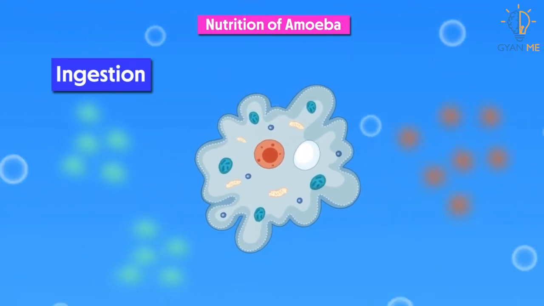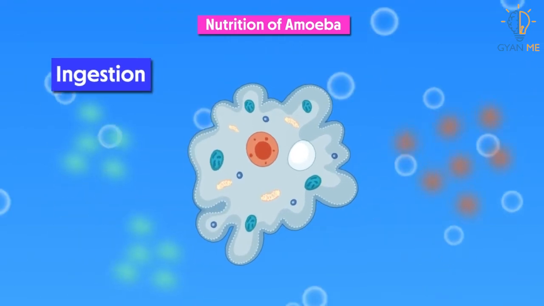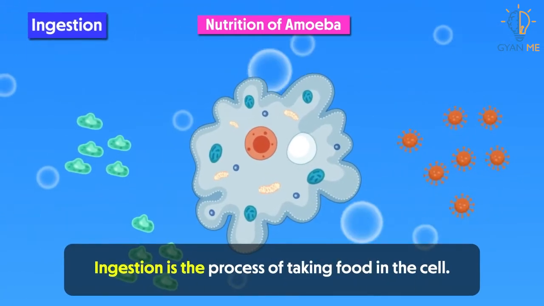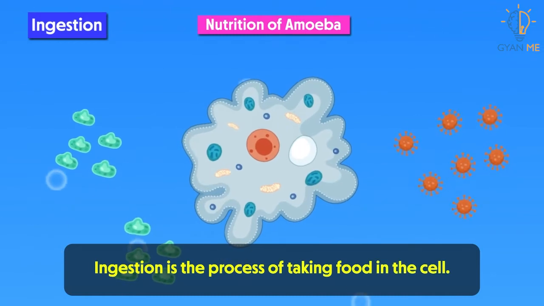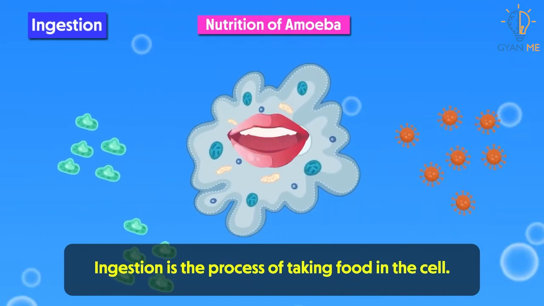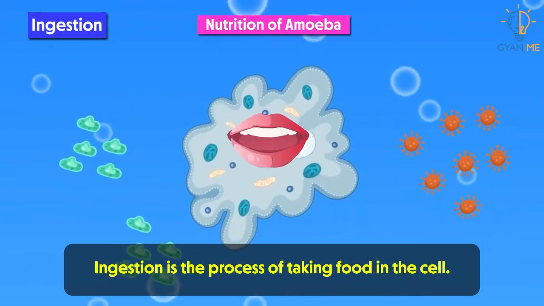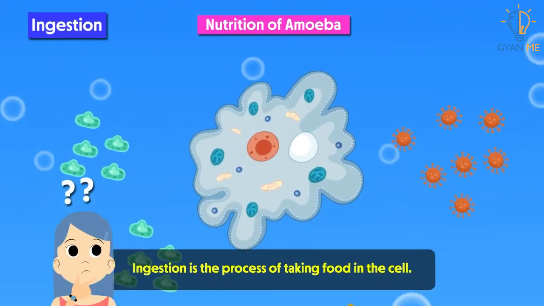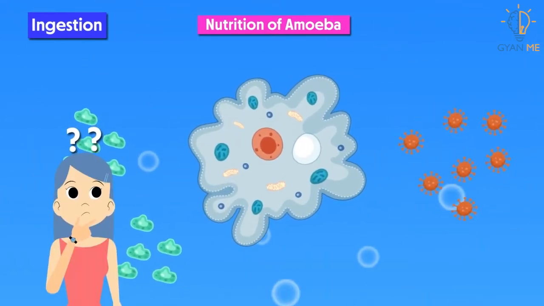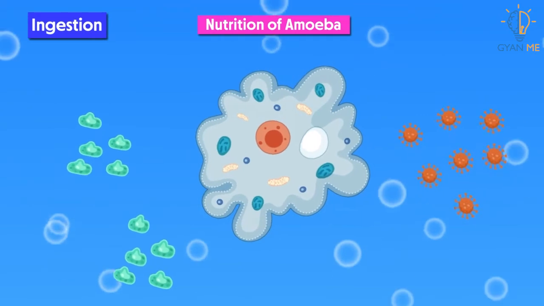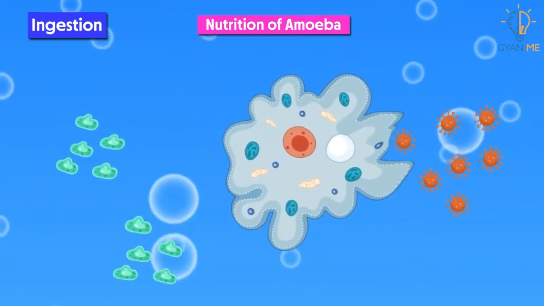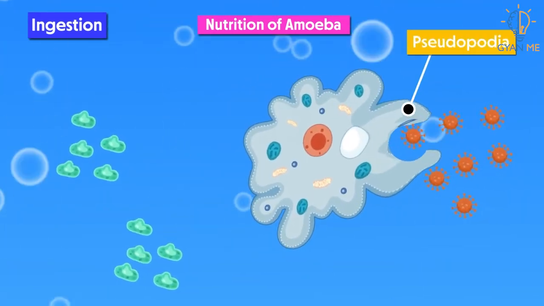The first process involved is ingestion. Students, ingestion is the process of taking food into the cell. Amoeba doesn't have a mouth for ingestion of food. Then, how does amoeba ingest food? Well, amoeba ingests the food by encircling it and forming pseudopodia.